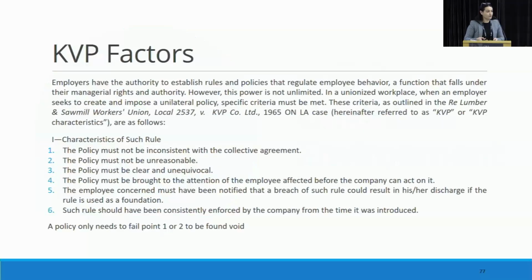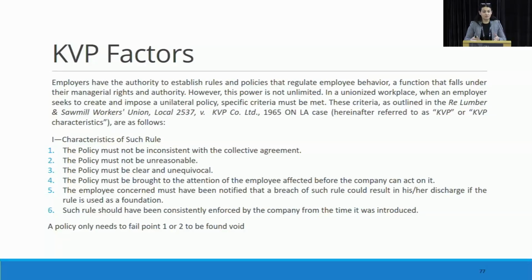The factors that we use to do this were called the KVP factors. These factors came out of a 1963 case, which still leads the way to this day. On the slide, I have all of the factors listed out, but for the purposes of the presentation, I'm going to point your attention to the first two. The first one is the policy cannot be inconsistent with the collective agreement, and two, the policy cannot be unreasonable. The union only has to prove that one of these two KVP factors has not been met in order for your policy to be rendered void.